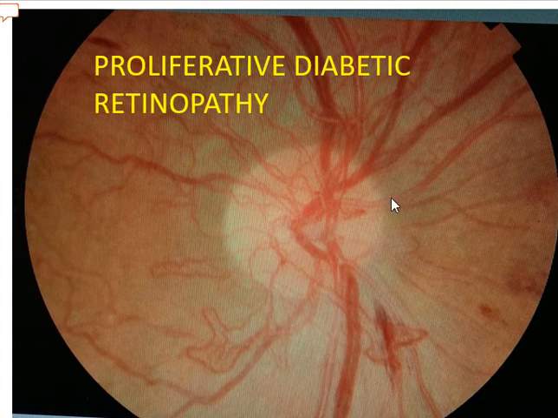You can see some blood vessels here. The smaller caliber blood vessels are arteries, whereas the slightly larger caliber and more dark in color are the retinal veins.